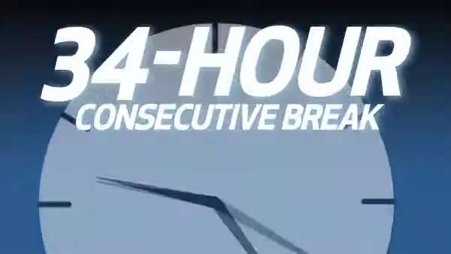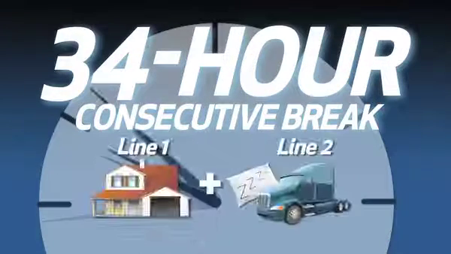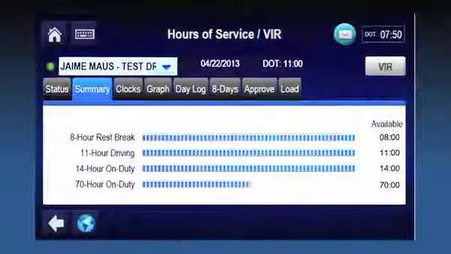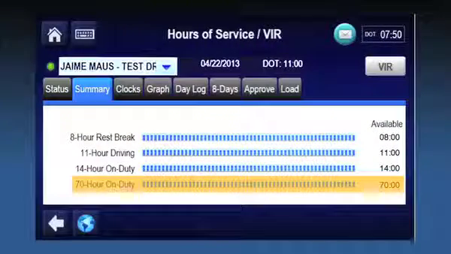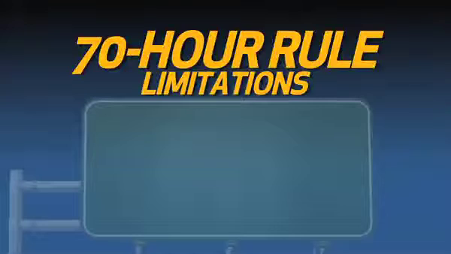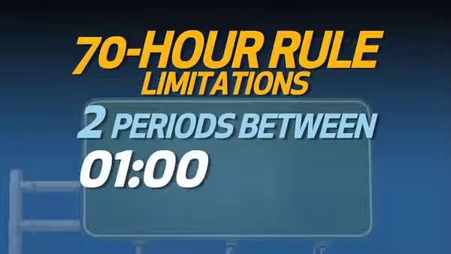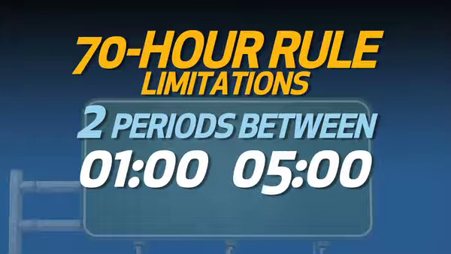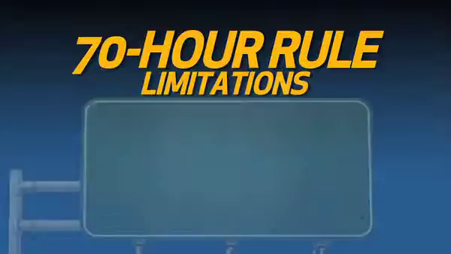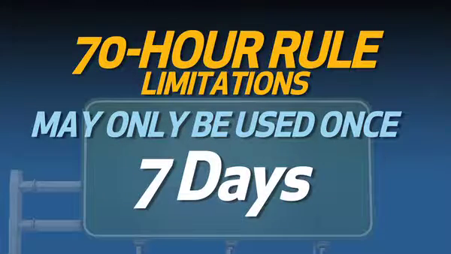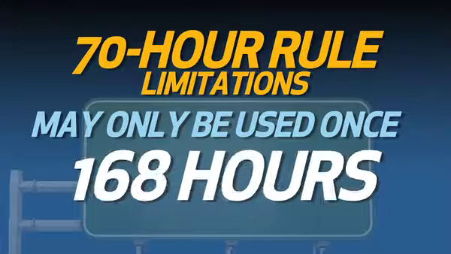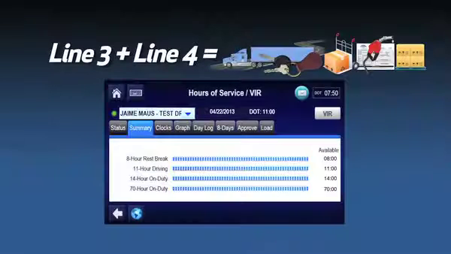A consecutive 34-hour break on line 1 or line 2 will allow you to get all hours back on the 70-hour rule. The 34-hour restart must include 2 periods between 0100 and 0500 hours Central Standard Time and may only be used once every 7 days or 168 hours. All line 3 and line 4 time counts against the 70-hour rule.